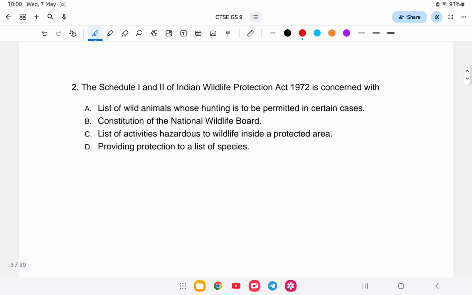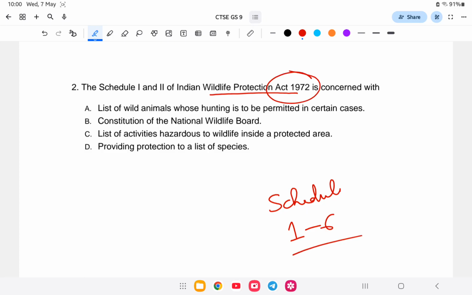The Schedule 1 and 2 of the Wildlife Protection Act 1972 is concerned with which of the following? The Wildlife Protection Act has schedules from 1 to 6. The Act was introduced in 1972, and schedule 1 and 2 are the highest level. Schedule 1 is the highest level, that is complete prohibition, complete protection of the animals, and schedules 5 and 6 are lower. So for schedule 1 and 2, option number D is the correct answer: provide protection to a list of species.